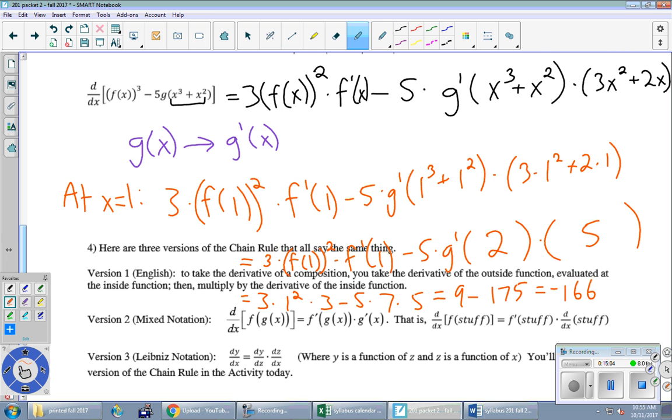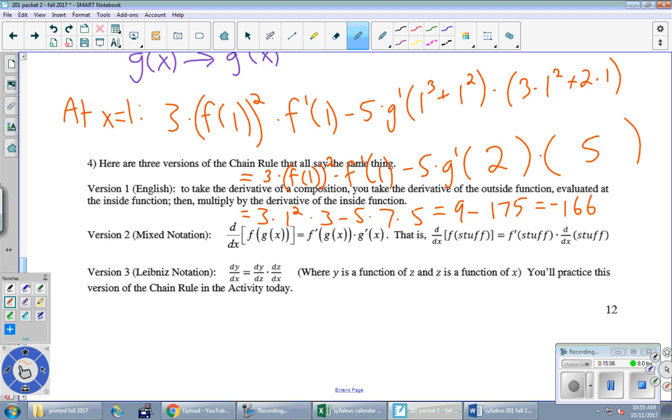Okay, number 4, 3 versions of the chain rule that all say the same thing. So in one, to take the derivative of a composition, you take the derivative of the outside function, evaluate it at the inside function, then multiply by the derivative of the inside function. Ryan had said, hey, so instead of working inside out, we're actually working outside in. Yes, that's exactly what that says. Start with the outside function.